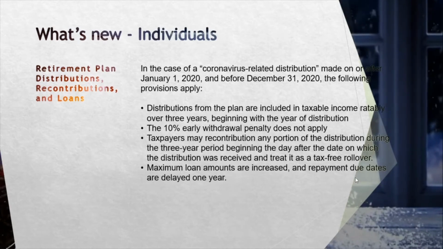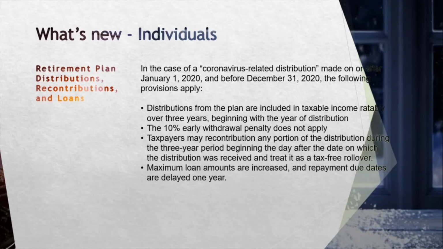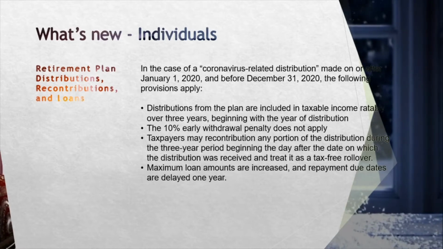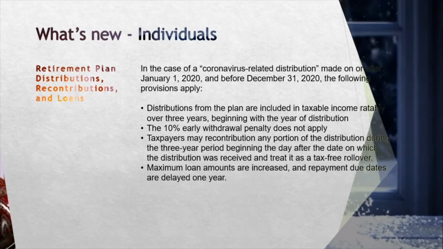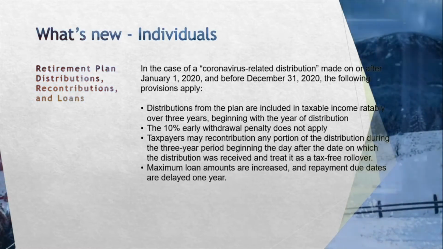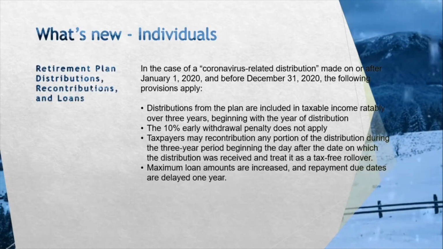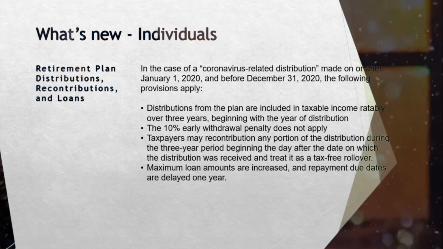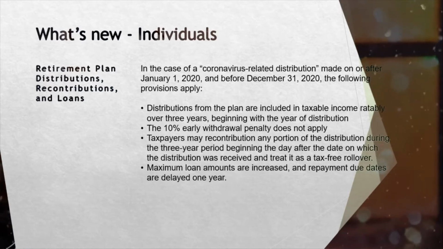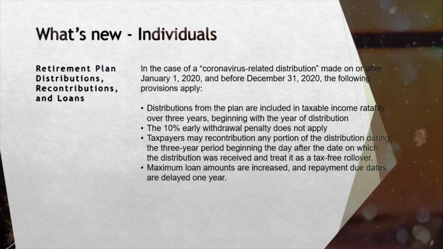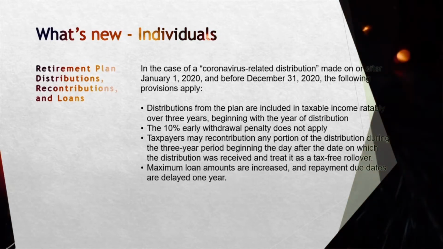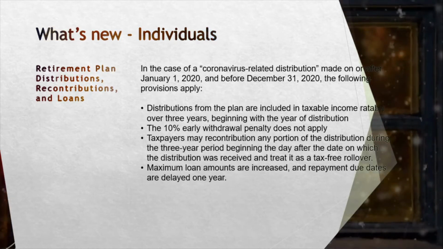Maximum loan amounts are increased and repayment due dates are delayed 1 year. Okay, plan loan relief due to COVID-19. If a taxpayer has a plan loan repayment due from March 27, 2020 to December 31, 2020, the due date may be delayed for up to 1 year. Also, for plan loans made from March 27, 2020 to September 22, 2020, the limit may be increased to the lesser of $100,000 or the taxpayer's vested benefit under the plan. Alright, so that is the retirement plan. Now let's go to the next portion.